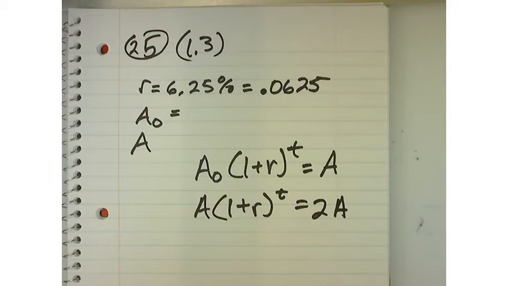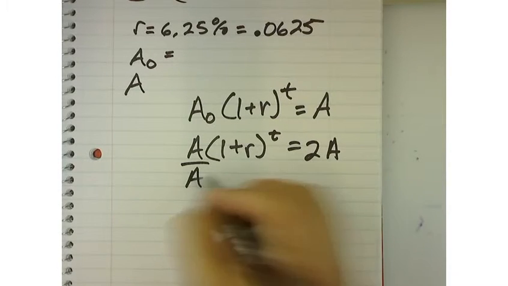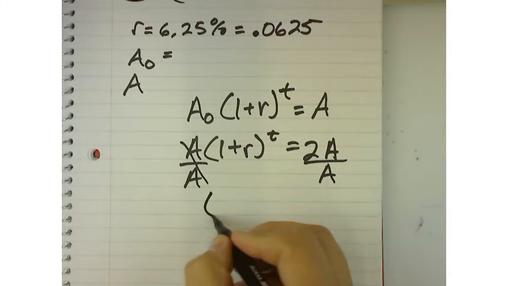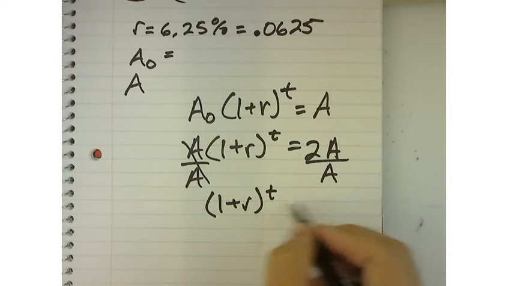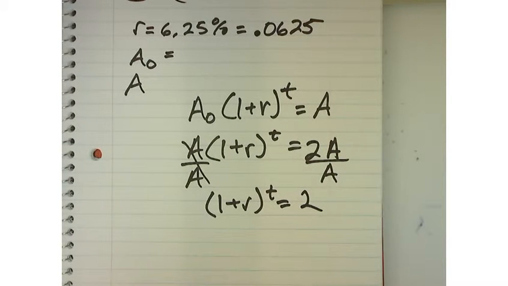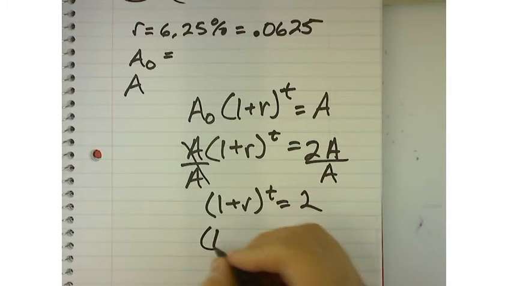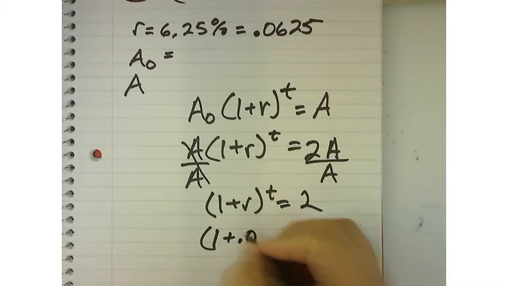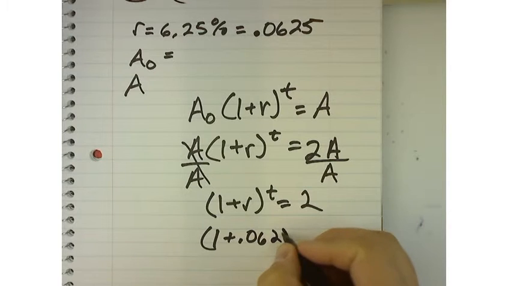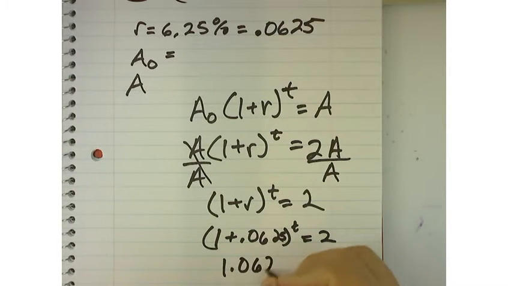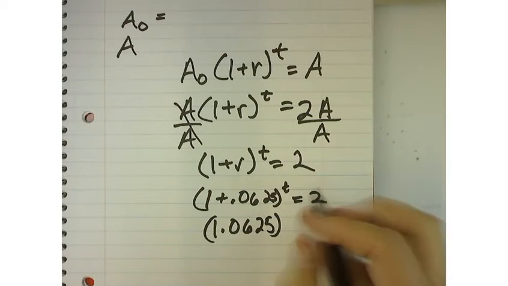Yes. So now algebraically what I could do is just divide both sides by A, and that's where you get that 1 and 2 stuff. So this would just be 1 times this stuff, so it'll be (1 plus r) raised to the t is equal to 2. So this is almost identical to the other problem that we did. The only thing that's different is that I'm going to say 1 plus 0.0625, all raised to the t equals 2, or I could think of it as 1.0625 raised to the t equals 2.